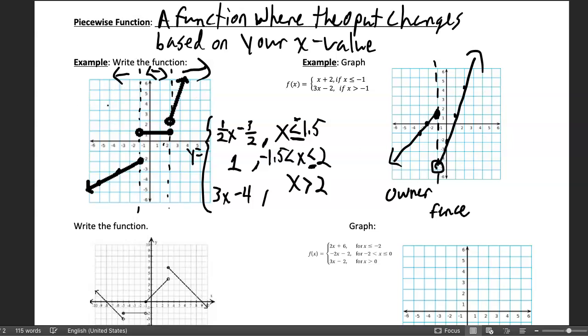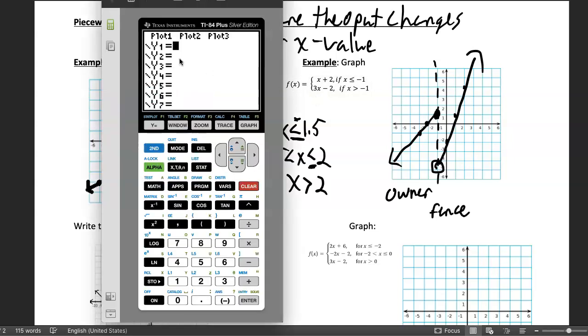Let's put this into our calculator and see if we get the same answer. To put this into our calculator, what do we do? We put in the equation, so we put in x plus 2. Instead of a comma, we divide, and we put in parentheses what our inequality is. So x, get to our test menu, less than or equal to minus 1.